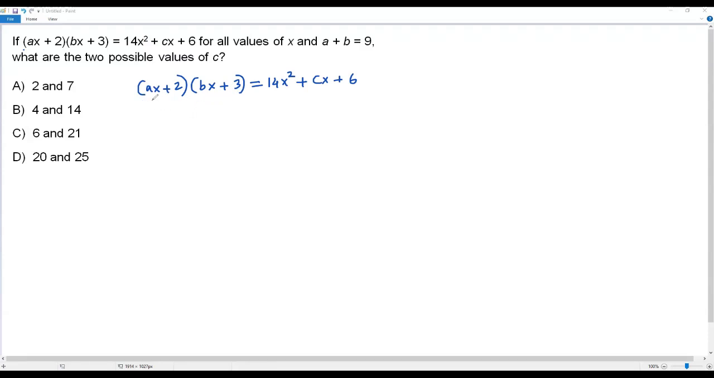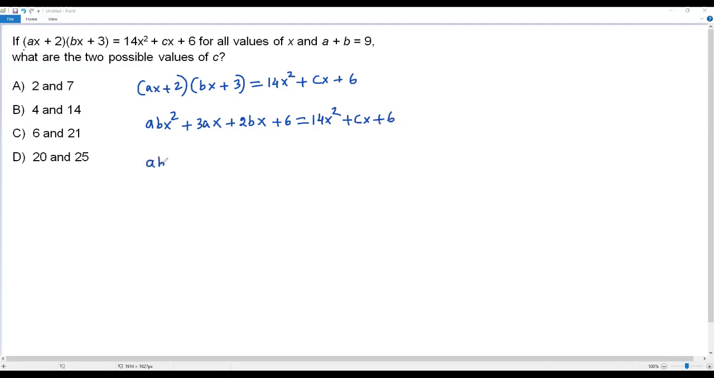So I'm going to multiply the first terms: ax times bx is abx². Now I'm going to multiply the outer terms, ax and +3, and I get +3ax. Now the inner terms: +2 times bx becomes +2bx. Now I multiply the last terms, +2 and +3, and I get +6, equals 14x² + cx + 6.